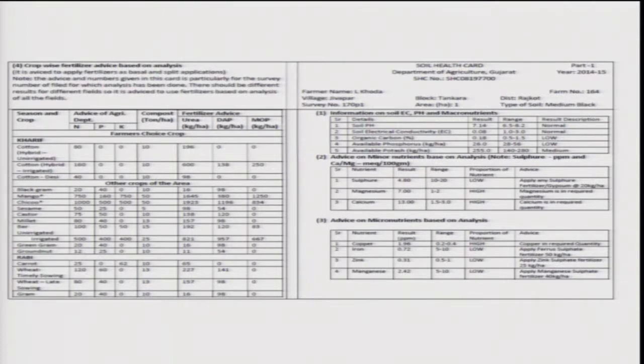But then it goes on to give information for another 20 crops and some more information on micronutrients, right? So this is what the government of Gujarat came with. You can imagine, and these are personalized. The name is printed on the card. It says, we came and we tested your soil plot, and this is what we think you should do.